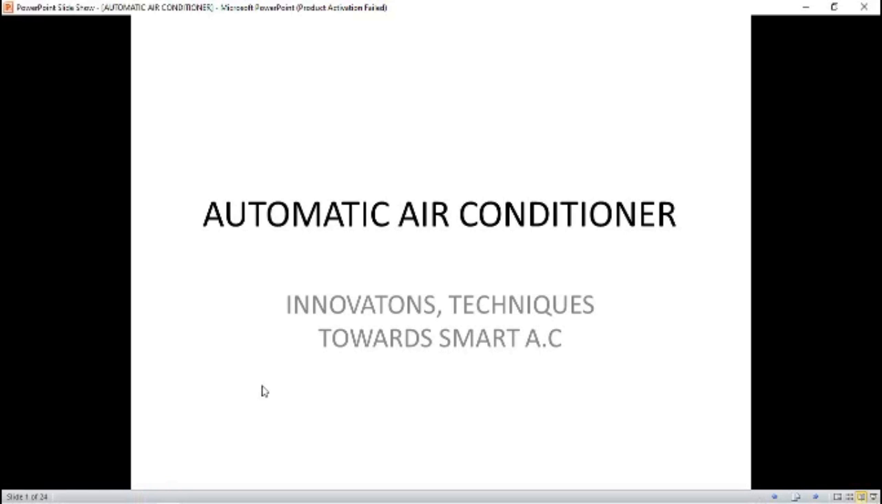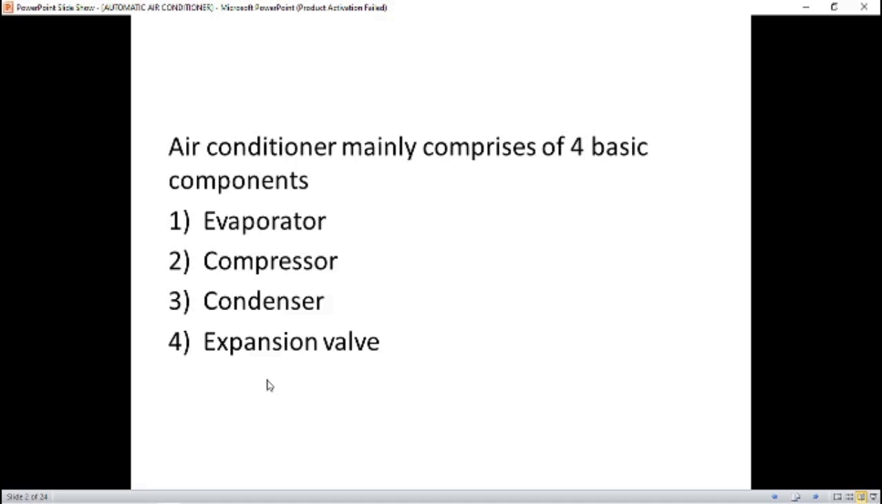Hi everyone. Today I'm going to talk about how an automatic air conditioner works and the new technologies and innovations developed as we proceeded towards smart air conditioning systems. Now, before coming to the automation portion of the air conditioner, let's understand the air conditioner very briefly.